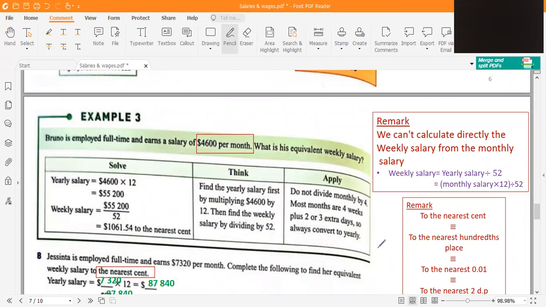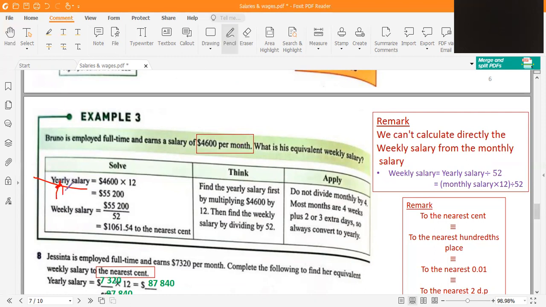The next example: if they give us the monthly salary, how do we obtain the weekly salary? We should know that a month can't be expressed as an integer number of weeks. One month is equal to 4 weeks plus 2 or 3 extra days. So we can't deduce the weekly salary directly from the monthly salary. We should pass through the yearly salary.